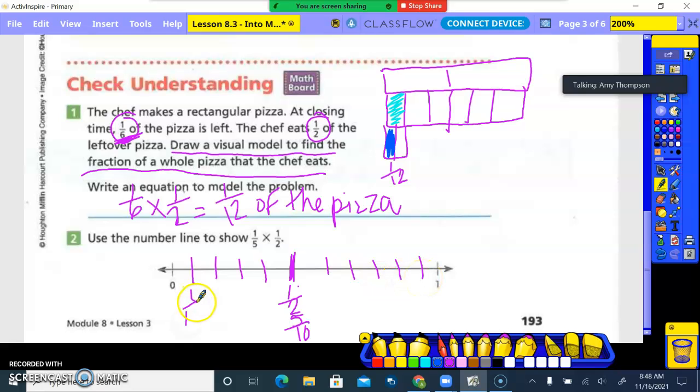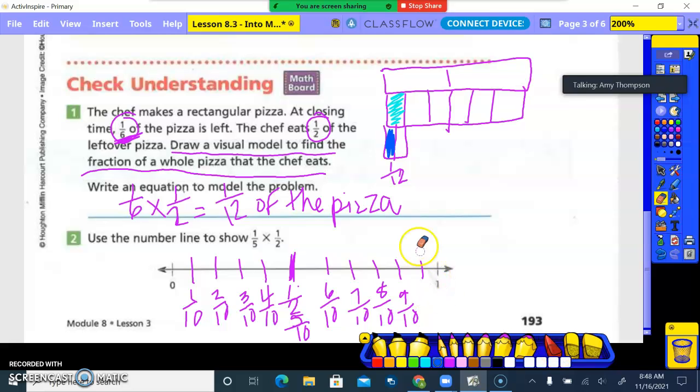And this would be 1/10, 2/10, 3/10, 4/10, and then our 5/10, 6/10, 7/10, 8/10, 9/10. Oh, did I get off somewhere? Oh, I added in too many bars, guys. Okay, so you want them as evenly spaced as you can, but ours aren't perfect, right?